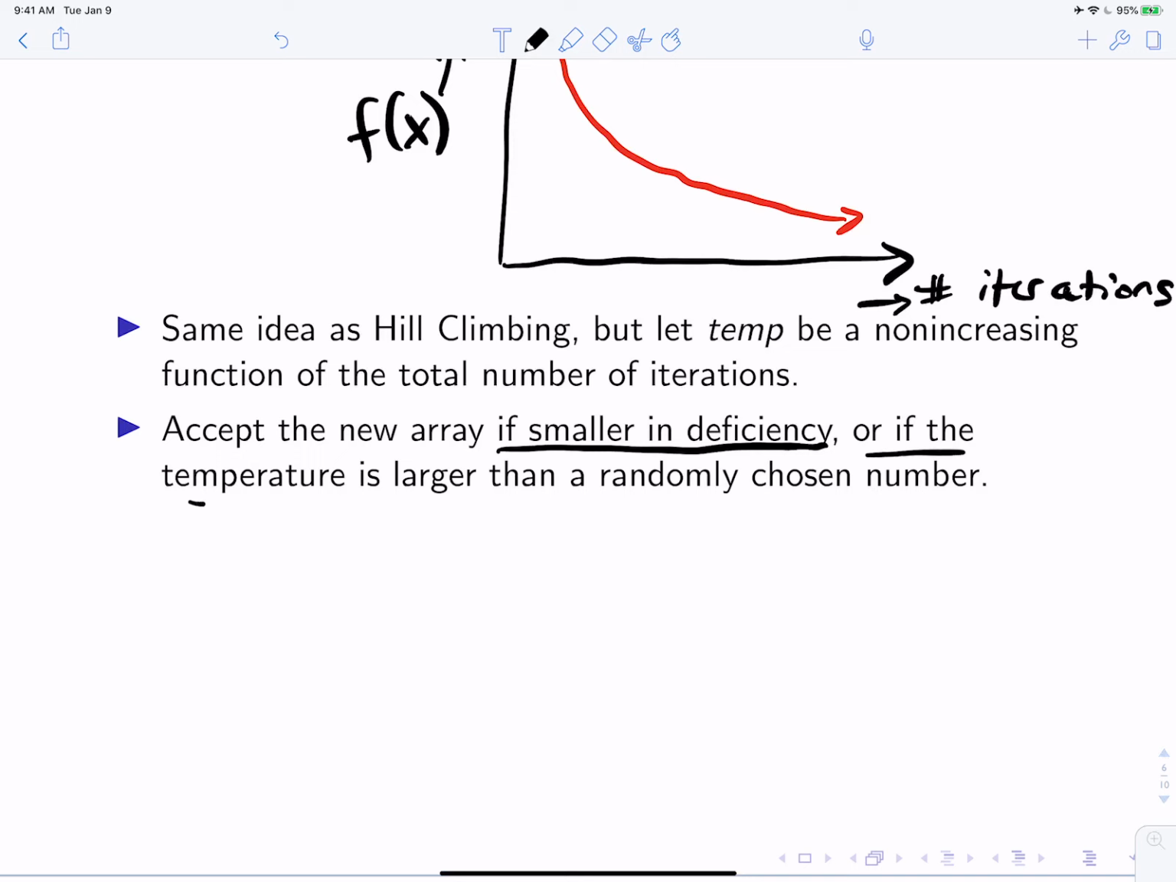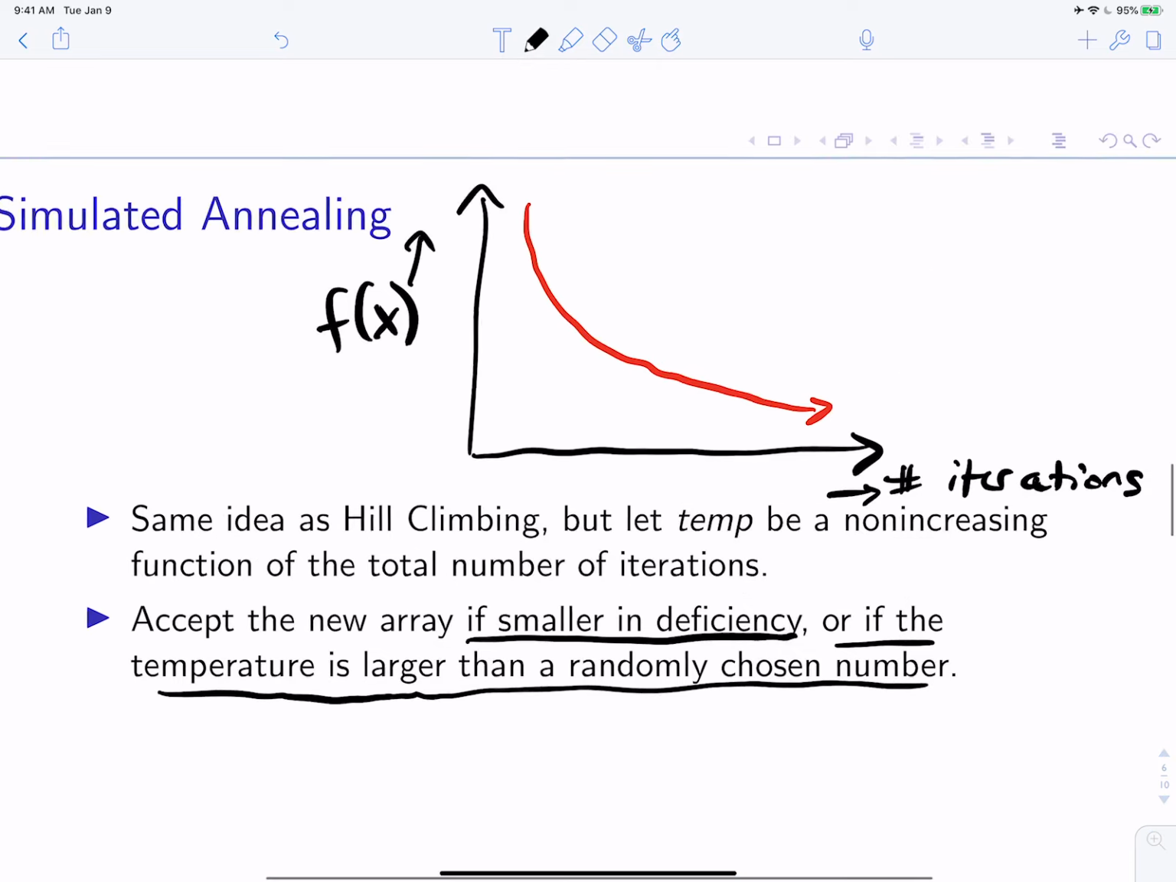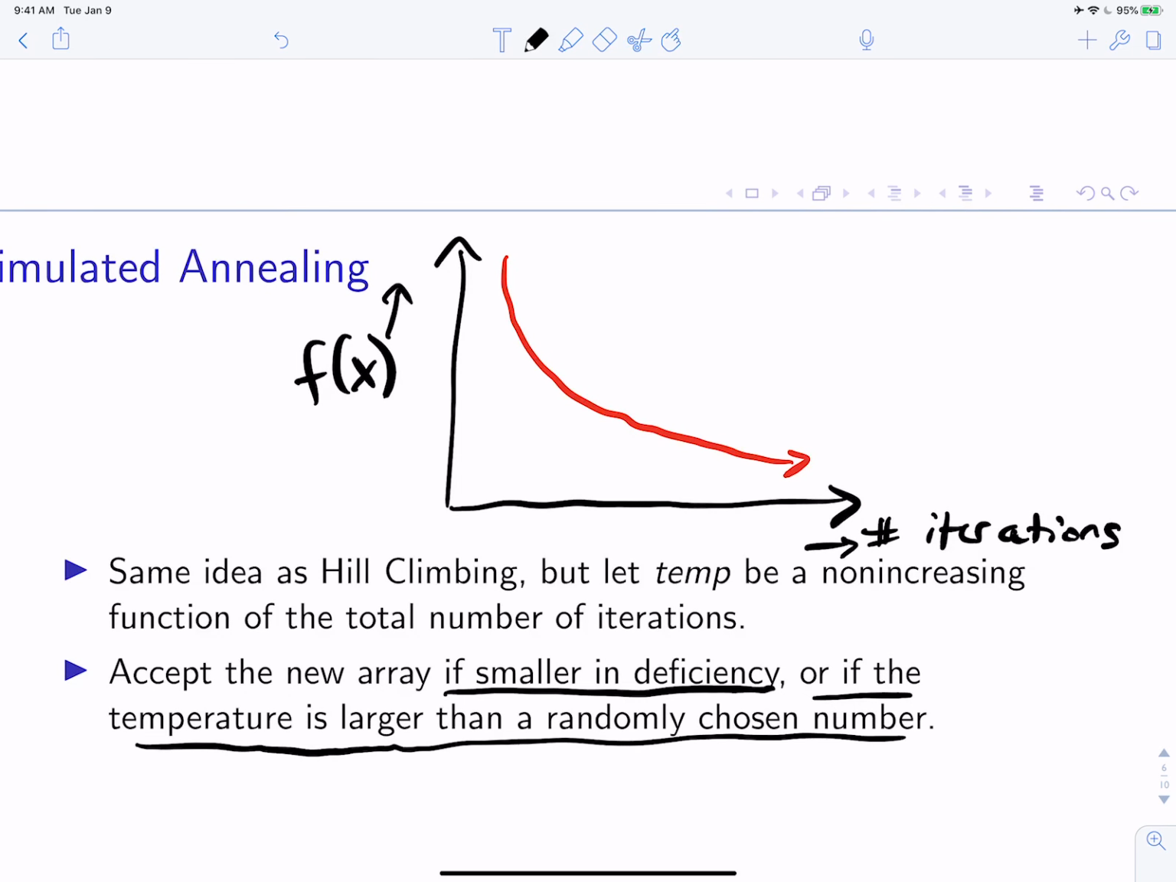But if the temperature, whatever that means, is larger than a randomly chosen number. So what does that mean? Here, let's just say that 1.0 is right here. And let's just say at this point right here, the deficiency went up. So then we have to decide at this point whether or not to still accept the change. So we're going to pick a random number between 0 and 1, let's just say right here.